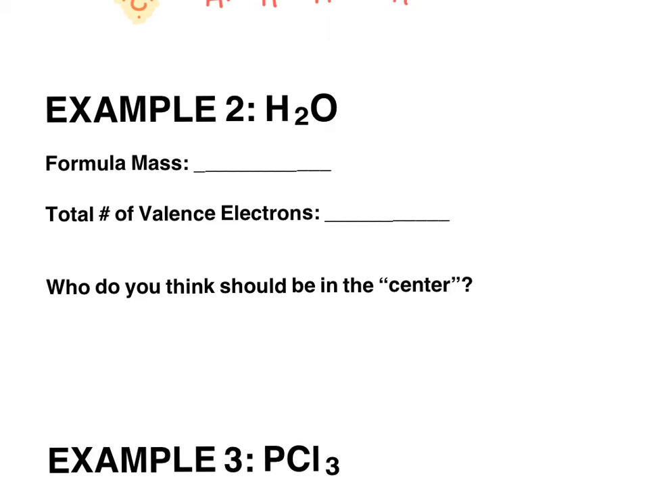First, I want to find my formula mass, so I'm going to go and find my hydrogen atomic mass, and I'm going to multiply that by 2 because I have 2 hydrogens. Next, I'm going to find my oxygen, and I'm going to add these together and round to my nearest whole number. I should get 18 AMU.